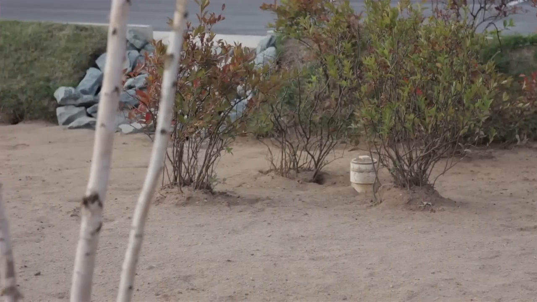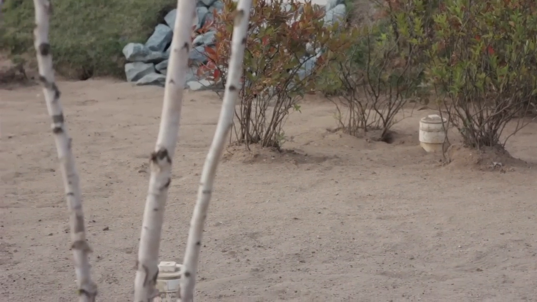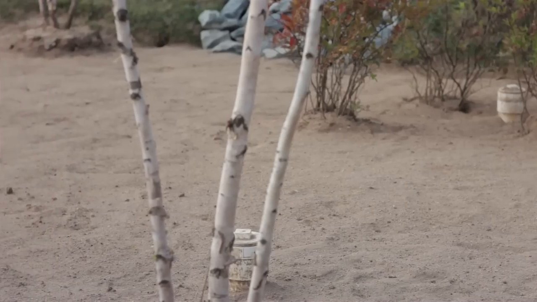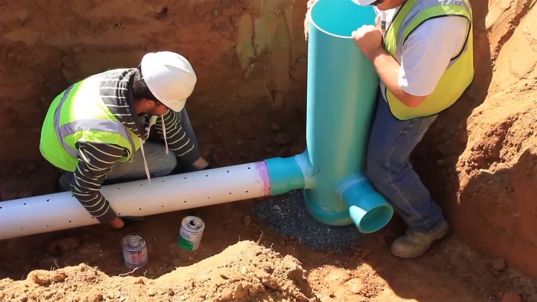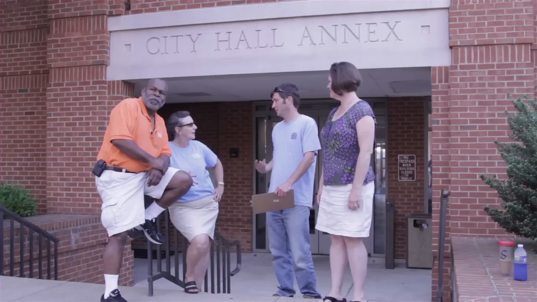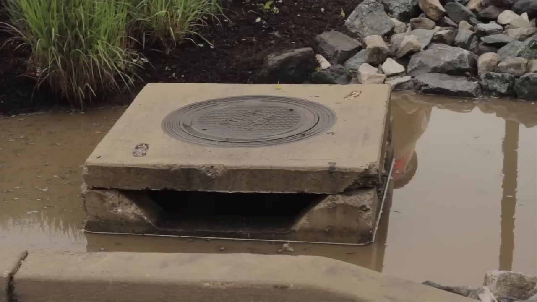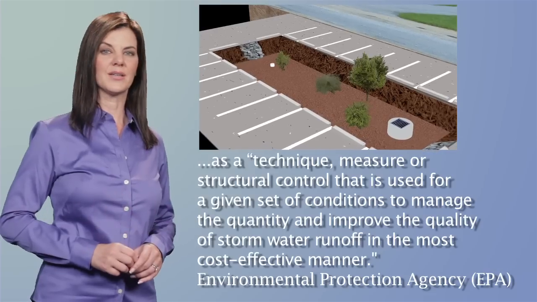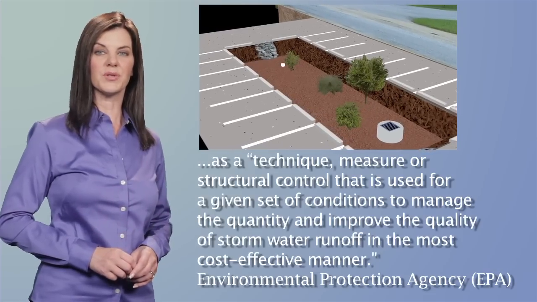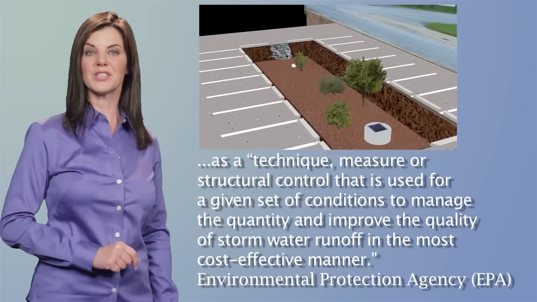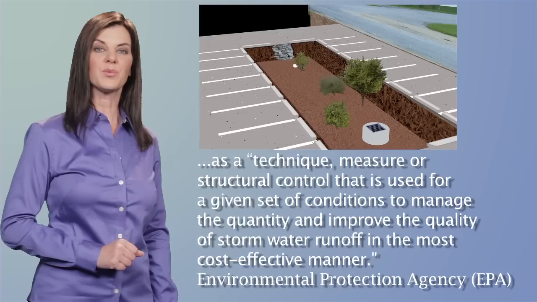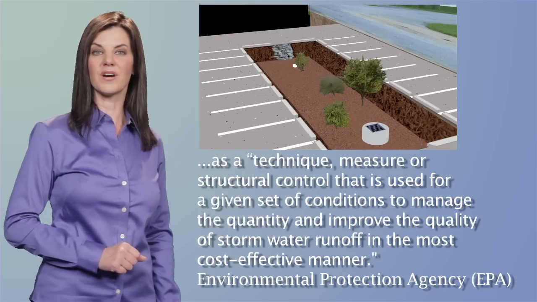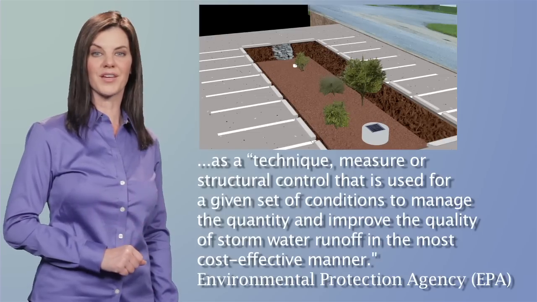What are stormwater best management practices and low-impact developments? And why is it important for contractors and local government staff to understand stormwater practice maintenance? The EPA defines stormwater BMP as a technique, measure, or structural control that is used for a given set of conditions to manage the quantity and improve the quality of stormwater runoff in the most cost-effective manner.